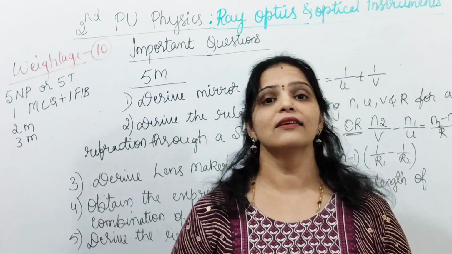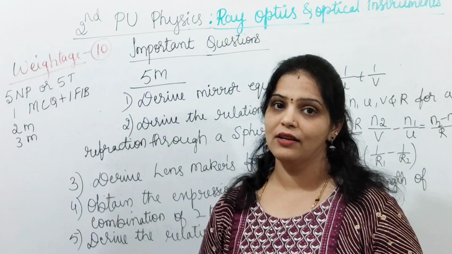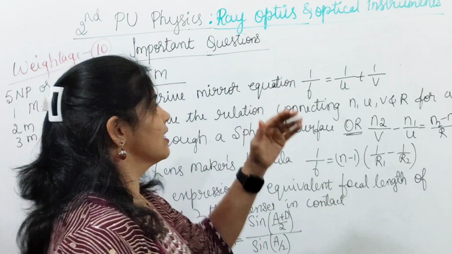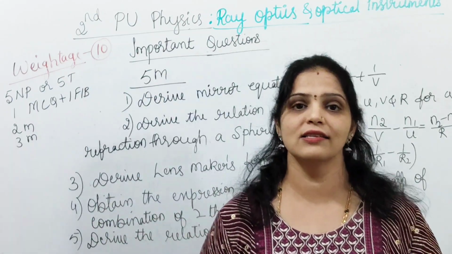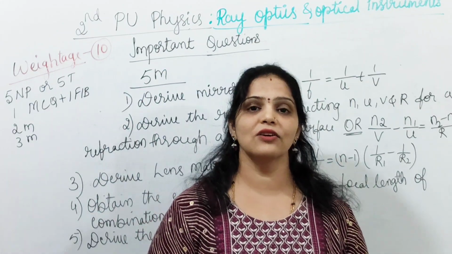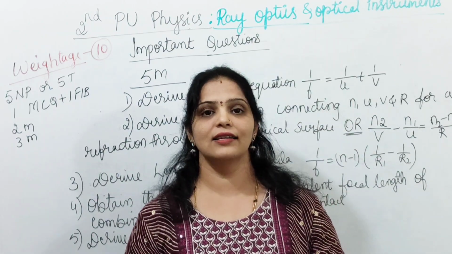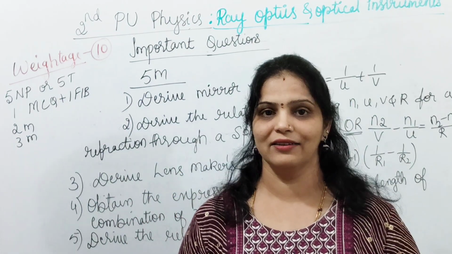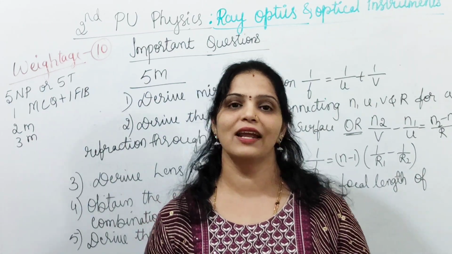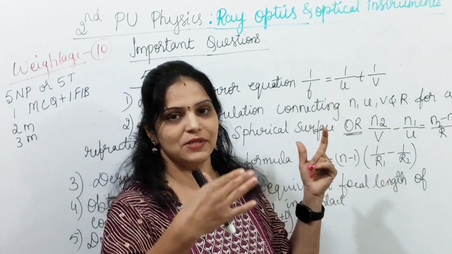The expected theory questions for 5 marks are 5, and all of them are important. One is to derive the mirror equation or mirror formula, that is 1 over f is equal to 1 over u plus 1 over v. Here we use a concave mirror to get this relation. The diagram carries 1 mark, and in the ray diagram you must write the arrow mark. Without the arrow mark, no mark will be allotted. The diagram is 1 mark and the steps carry 4 marks.